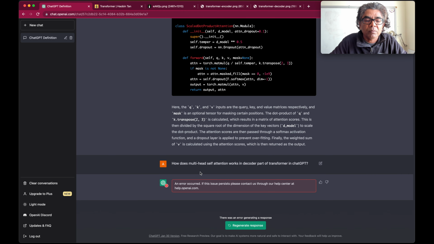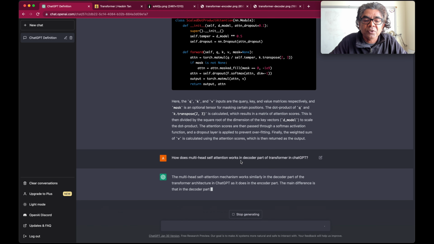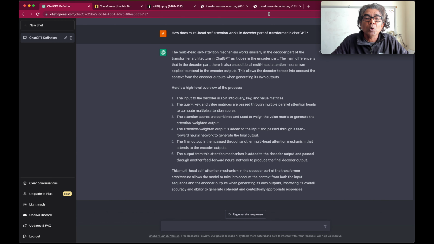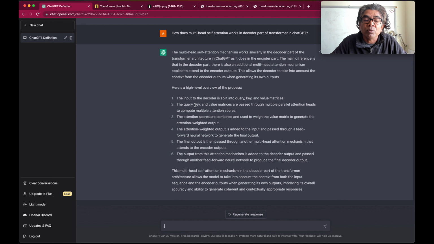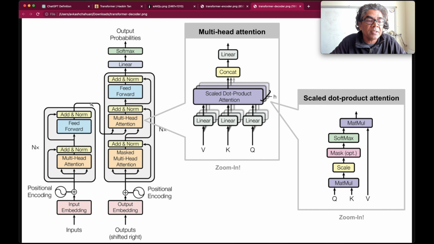So the question is, how does multi-head self-attention work in the decoder part of the transformer? Looking into this decoder, as you could see, there is a masked multi-head attention and there is a multi-head attention. Looking into the description from ChatGPT, you could get an idea that it's the multi-head self-attention mechanism. It works very similarly in the decoder, but the big difference is that there is also an additional multi-head attention mechanism, which is applied to attend to the encoder output. So the encoder is sending its output, which is fed into the decoder.